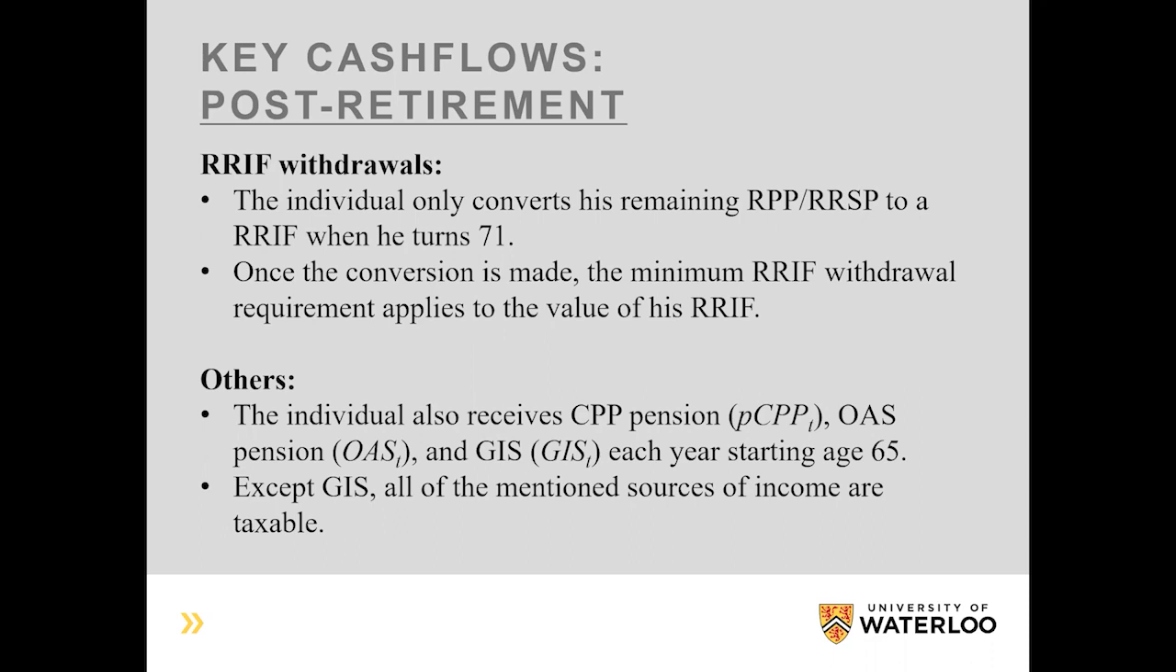Finally, there are other post-retirement cash flows. First of all, we know that the individual will also receive CPP pension, OAS pension, and GIS each year starting at age 65. And the symbols that we are going to use to represent these are PCPPT, OAST, and GIST. Except GIS, all of the mentioned sources of income are taxable.